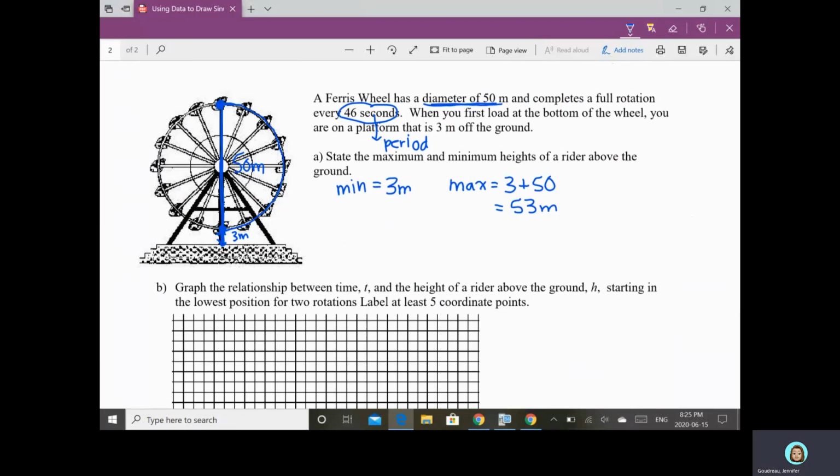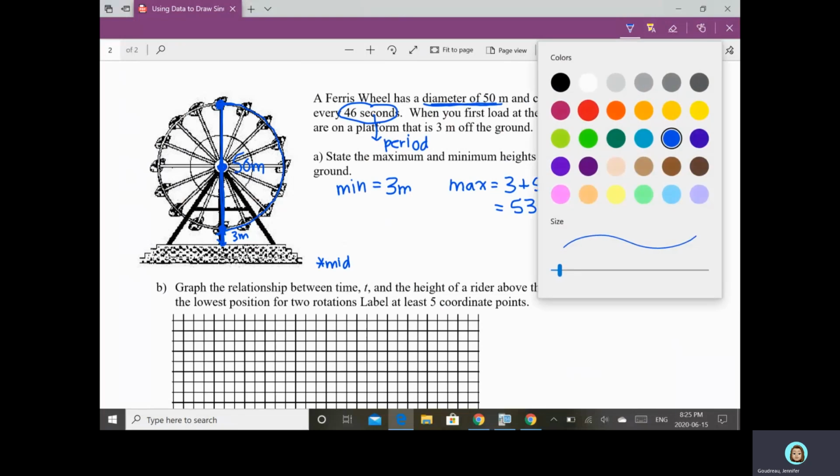We're going to talk about this now. We didn't do it in the last one, and I know it doesn't ask for it. Let's talk about where the midline is. Let's talk about where that center of the circle is. So right here, how far above the ground are we with the center of the circle?